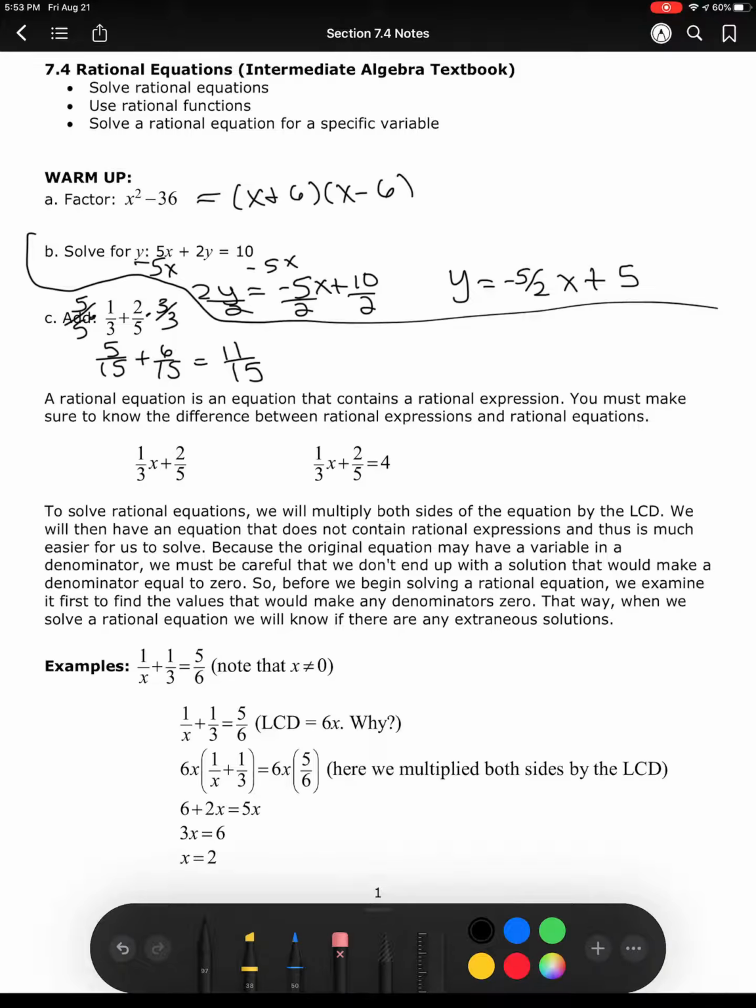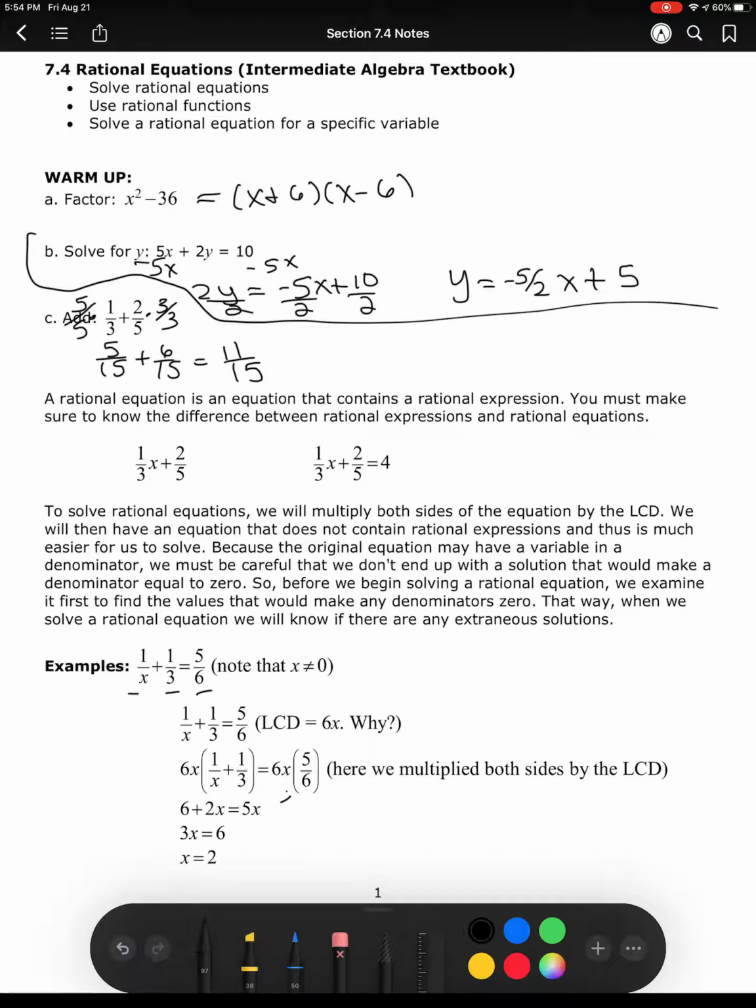So a rational equation is an equation that contains a rational expression. So let's look at the example down at the bottom. 1 over x plus 1/3 is equal to 5/6. What you're going to do is similar to adding and subtracting fractions, if you remember that stuff.